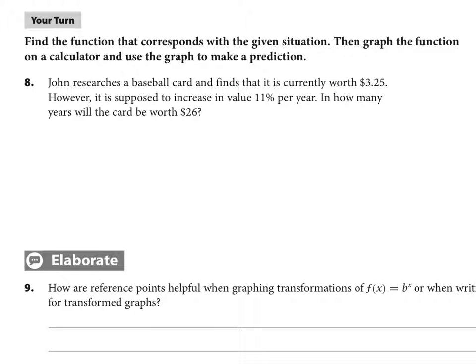Okay, so this first problem says John researches the baseball card and finds that it's currently worth $3.25. You can go ahead and label that as our start because that's what we're starting with. It's supposed to increase by 11% per year, so that should be an indication that we're talking about growth here. That means we're going to be doing the 1 plus. The 11%, remember, is our rate, and we have to change that to a decimal. So we can change that to be 0.11 when you move the decimal 2 places. And then we'll go back and answer the question in a minute.